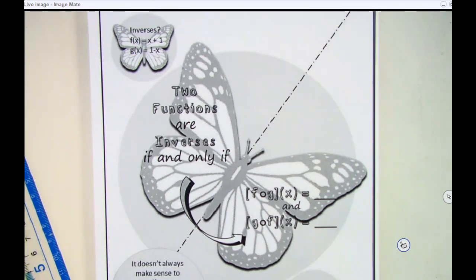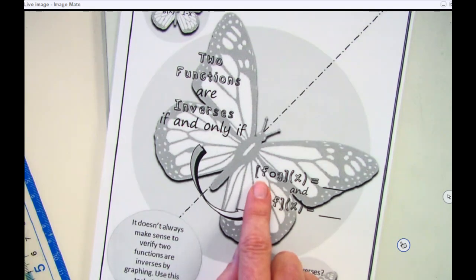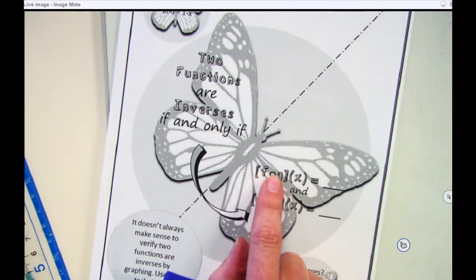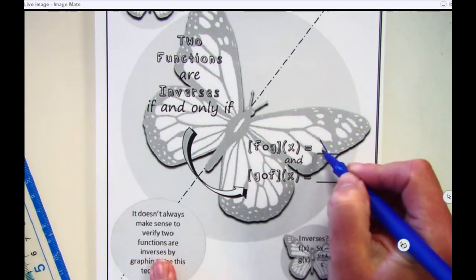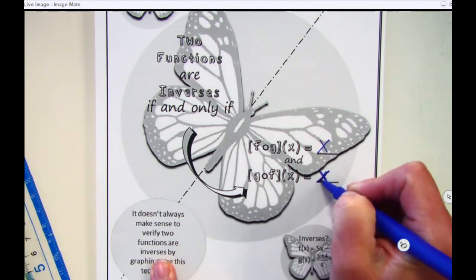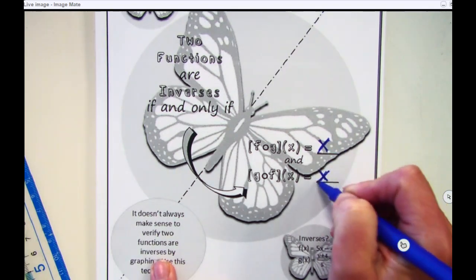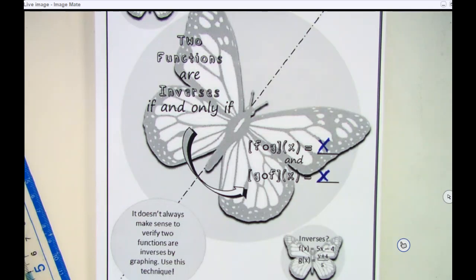What you need to know, this whole huge thing says 2 functions are inverses if and only if... What notation do you recognize this as? It's a big, huge circle right now. Yours was really tiny, but it's an "of," right? This is f of g of x and g of f of x both have to equal x. So we can verify if two functions are inverses by doing f of g and g of f, and they both have to be x.